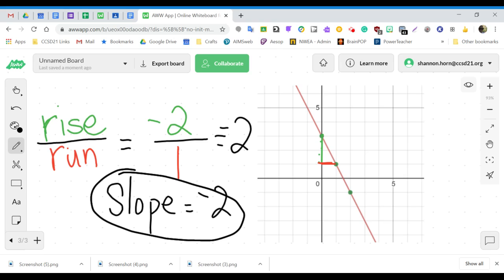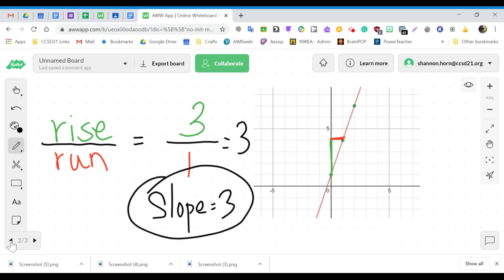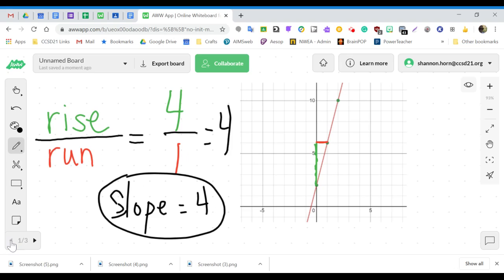Okay, so again, make sure you double check your lines. If it's going down from left to right, it's a negative. If it's going up from left to right, it's a positive. That's always a good double check. See in this one, it's going up, and in the first one, it's going up, and those are all positive.